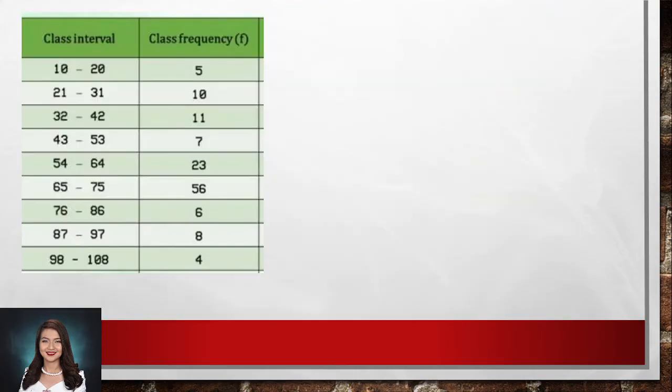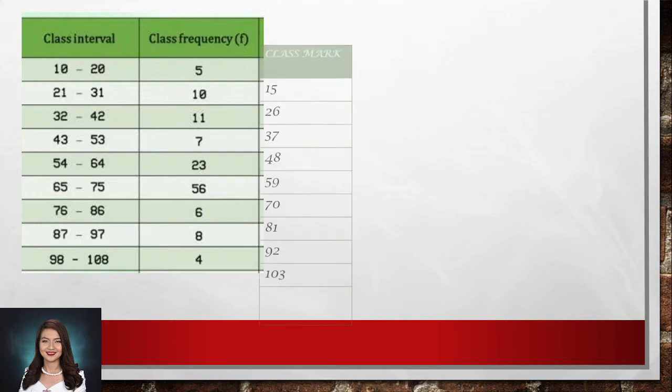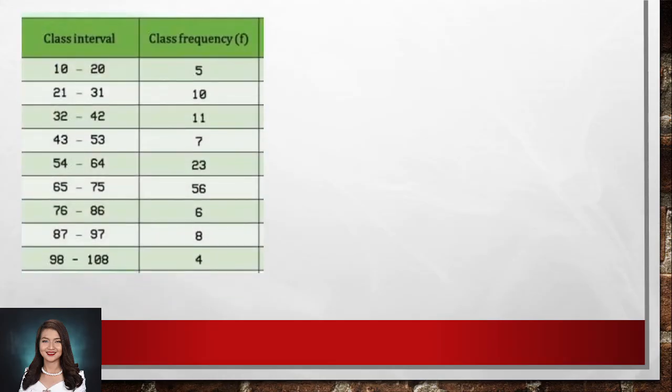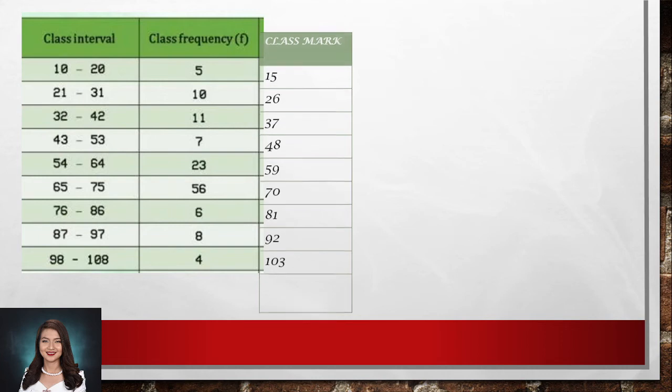So we're going to calculate now the mean of this data. But first, we're going to get the midpoint or the class mark of each class or category using the formula xm is equal to the lower limit plus the upper limit, divided by 2. For example, in 10 to 20, we're going to add 10 plus 20 divided by 2, we get 15.